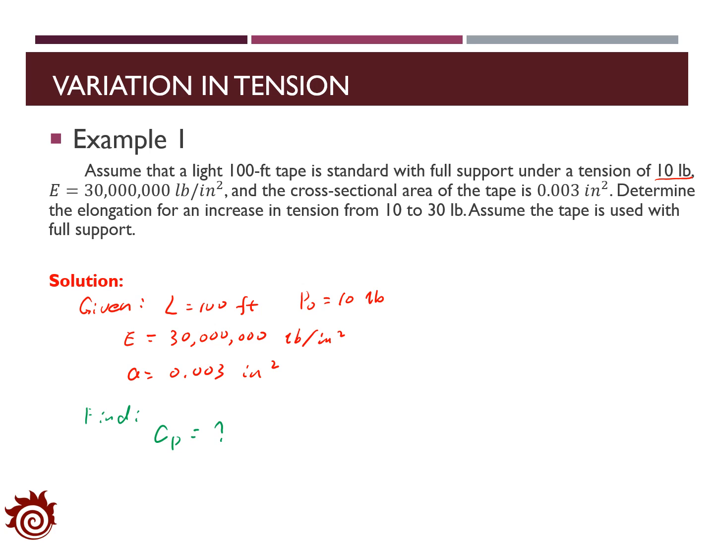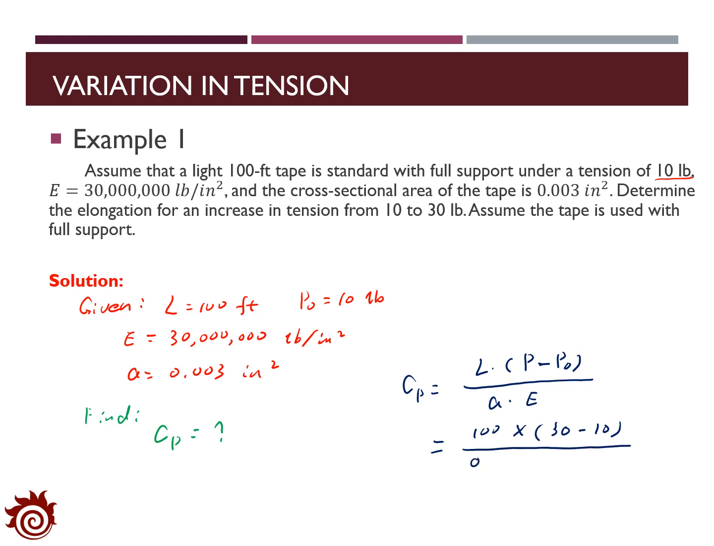So in the solution, we will try to recall the equation in the previous page. So we will have CP equal to L times P minus P0 over A times E. That will give us the result as 100 feet times 30 pounds minus 10 over 0.003 times 30 million. So the result is 0.022 feet. So the elongation from the increased tension is 0.022 feet.